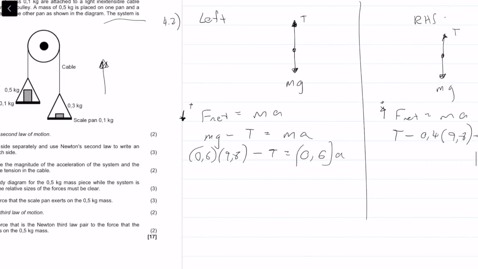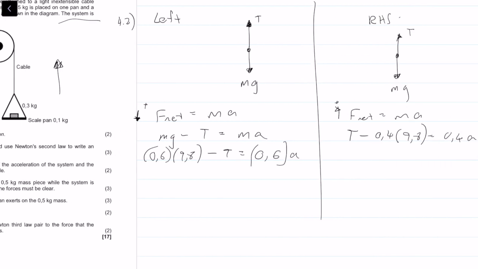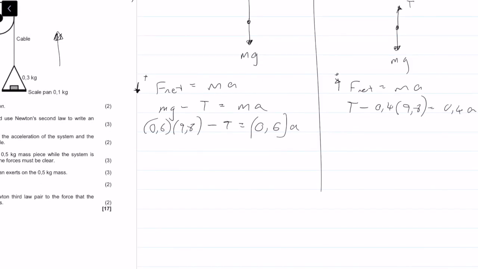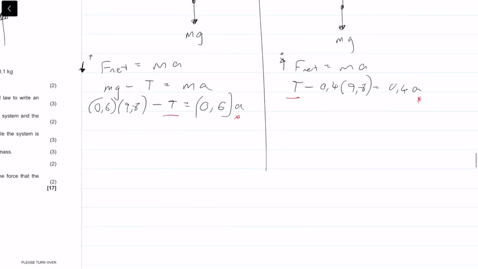Then it says, hence calculate the magnitude of the acceleration of the system and the magnitude of the tension. So how would we do this? Basically, we need to carry out two operations, because we have two unknowns. We have T, which is an unknown, and we have a, which is an unknown. Let's start off by looking at the right hand side, and we're going to get everything in terms of T.